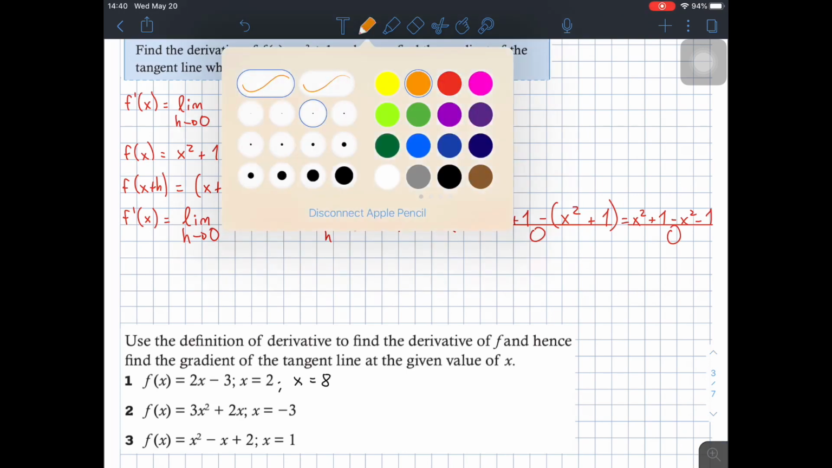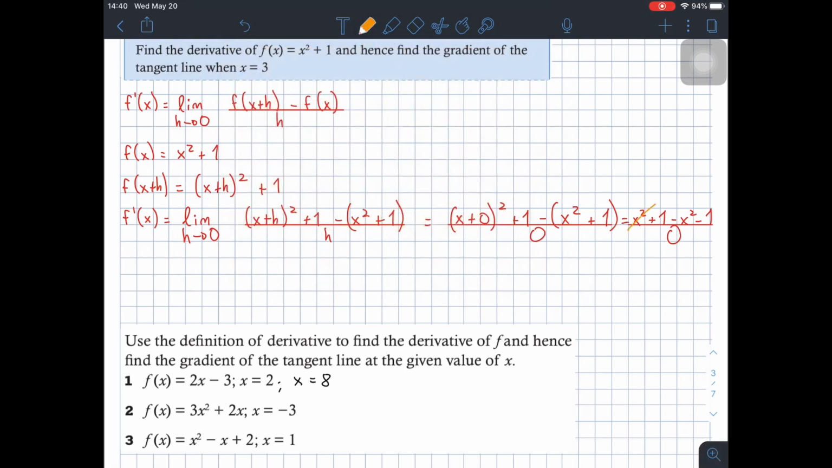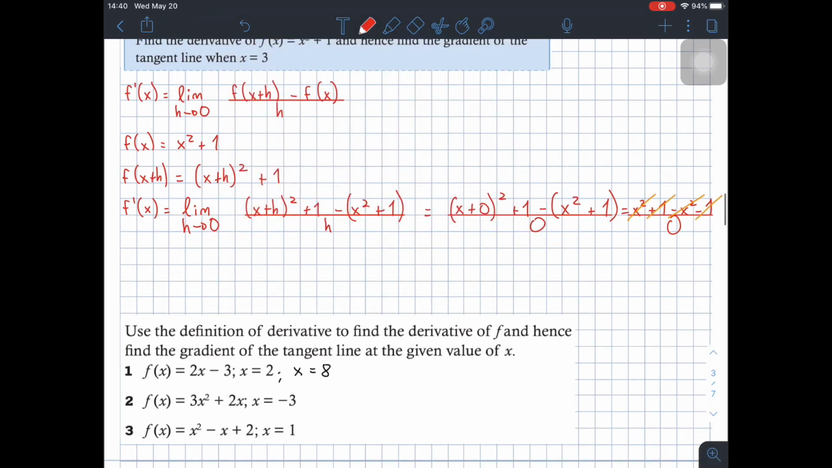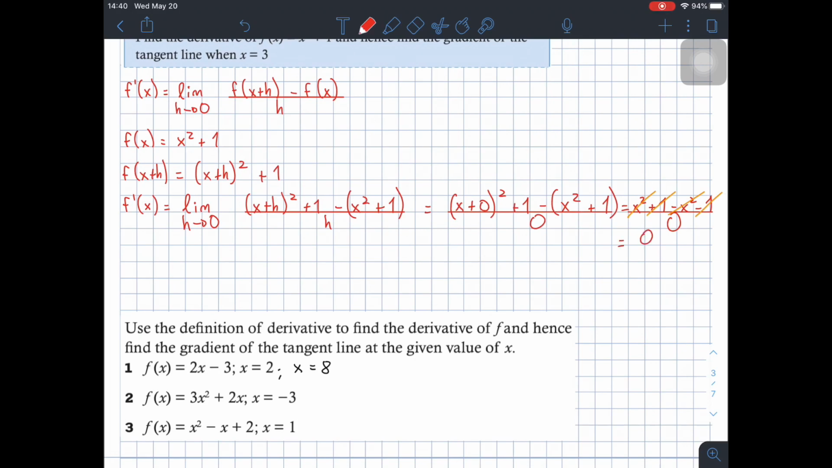And here you see that x squared simplifies with x squared. They subtract each other, and the 1 gets eliminated with the other one. So this would give us 0 divided by 0. And as you know, 0 over 0 is an indetermination, right?